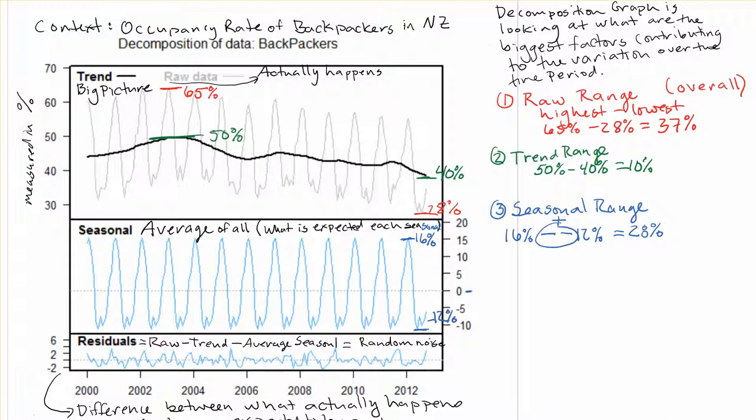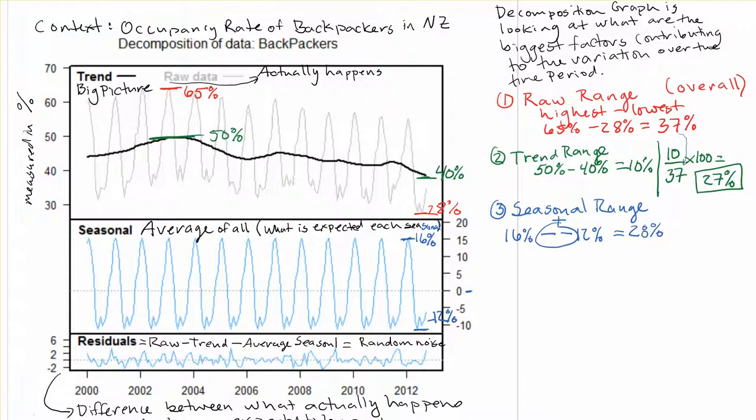So what I need to do next is calculate those comparisons. To figure out the percentage change relative to the trend, I'm going to take the 10% that I know is the difference for the trend and compare it to the 37% overall, so the 10% from the trend over the 37 overall, and then times it by 100 to get a percentage. If you do some rounding, roughly 27% of that data comes from the contribution of the trend.